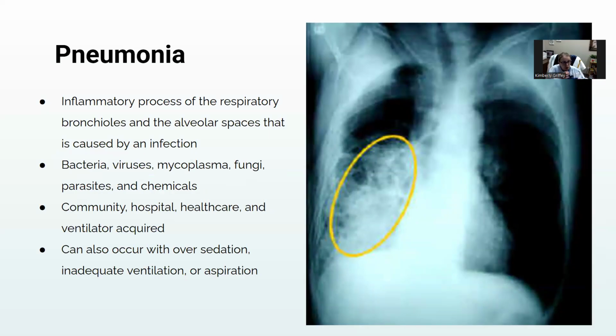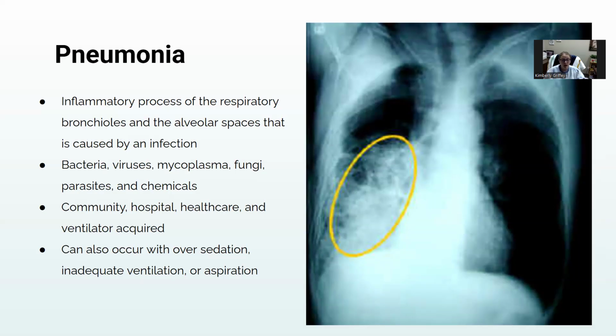And then pneumonia. This is an inflammatory process of the respiratory bronchioles and the alveolar spaces that cause infection. So this is when you have a buildup of fluid that can become infected, leading to bacteria. It can be a virus, it can be a mycoplasma, it can be fungus, it can even be a parasite or chemicals. So if you think about housekeepers that work with a lot of different chemicals, they are exposed to more. And if they are exposed to new things, then they can develop a chemical pneumonia.